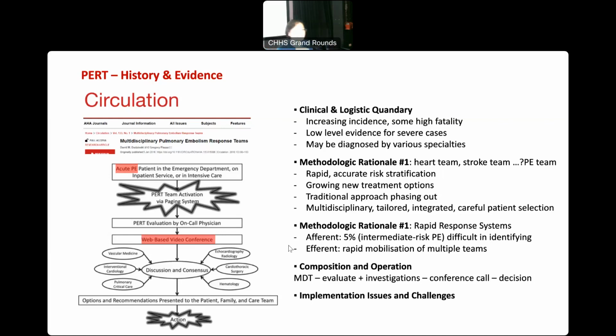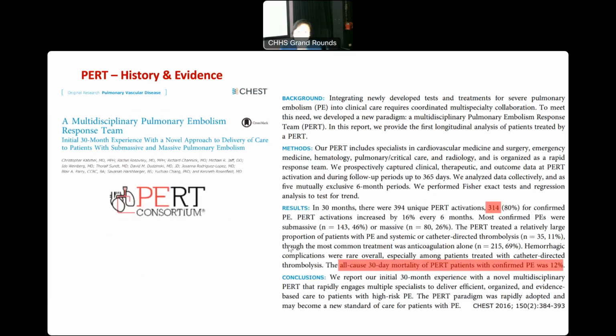Because I'm going to tell you what actually they found. In 2016, they publicized their findings. They established the PERT in 314 patients in 30 months, average 10 a month. Sounds a bit similar to us. All-cause 30-day mortality for PERT patients: 12%. I'm surprised with that number, 12%, all PE.